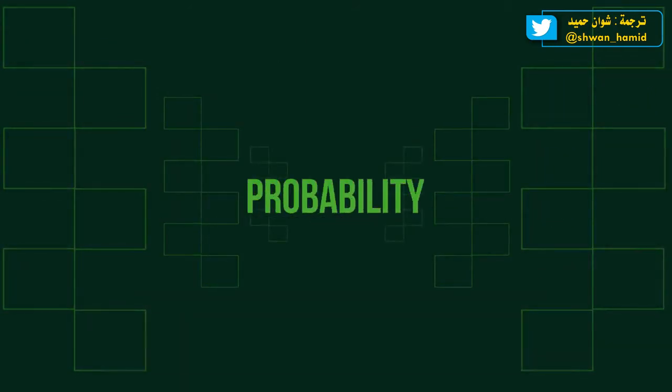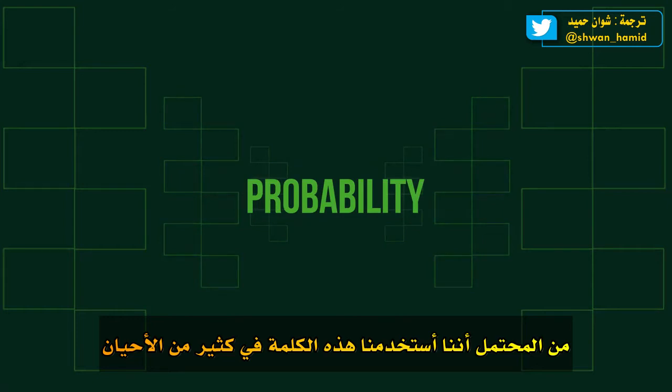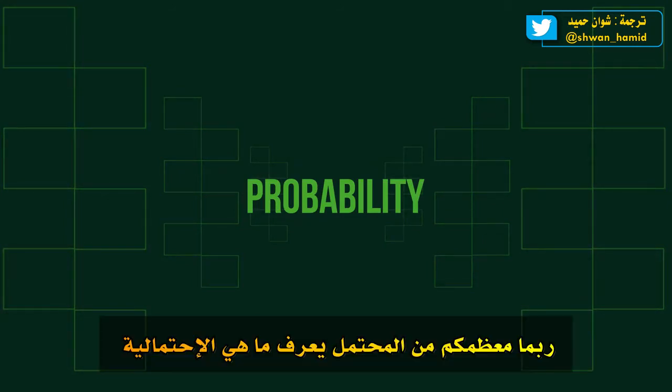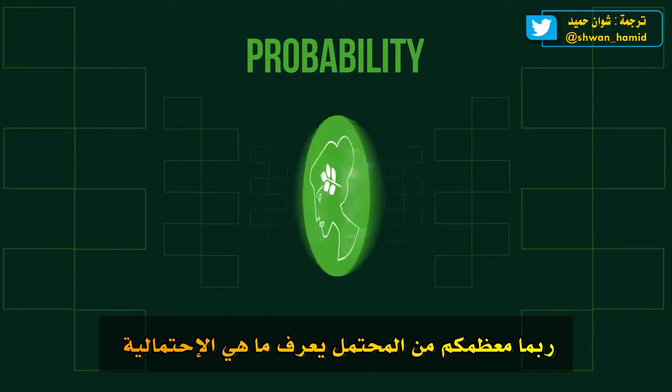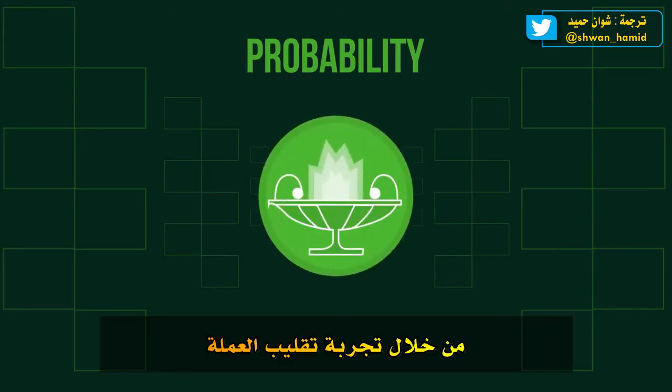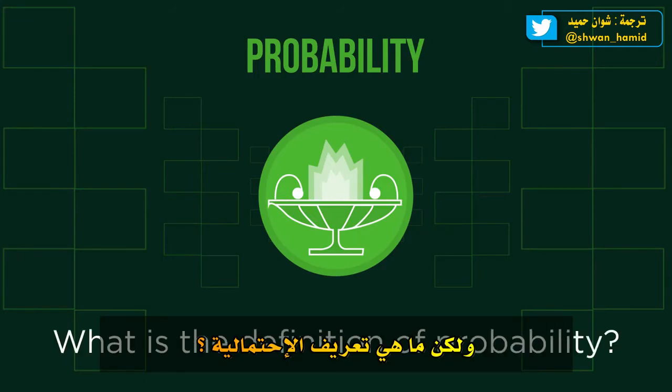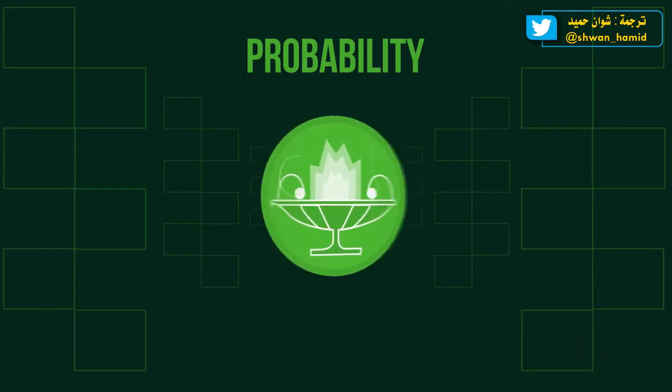Probability. We probably use this word as often as, oh wait, I already said it, probably. Most of you would probably know what the probability of getting tails in a coin flipping experiment is. But what is the definition of probability? Let's analyse what we already know about it.